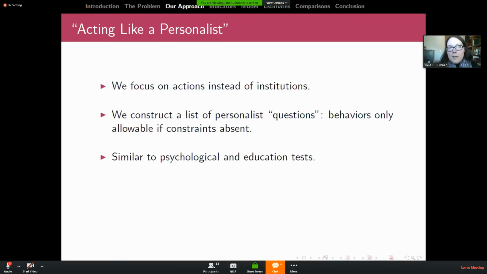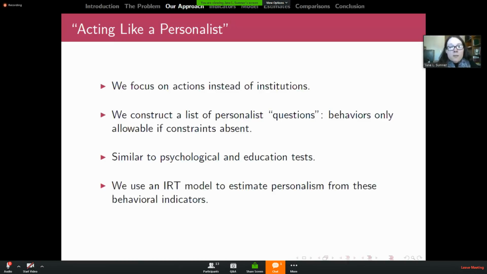So this, just like many IRT models, is very similar to psychological and educational tests, where we're trying to infer some latent characteristic from the way that students or patients respond to questions on a test. So in a sense, we're basically constructing a sort of BuzzFeed-style personality quiz of autocratic regimes. And as I just said, we use these questions and we use an IRT model to estimate personalism from observable behaviors, just like in the psych literature, they estimate narcissism from observable behaviors. We're doing very much the same thing, but with personalism.